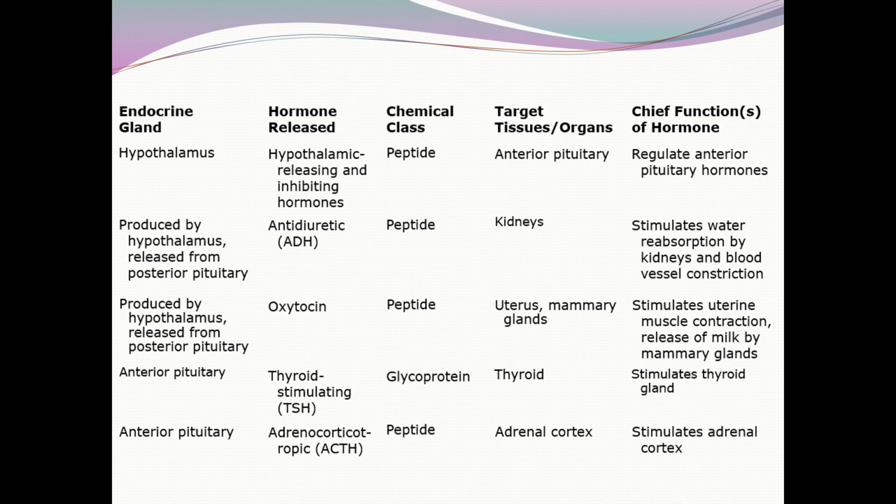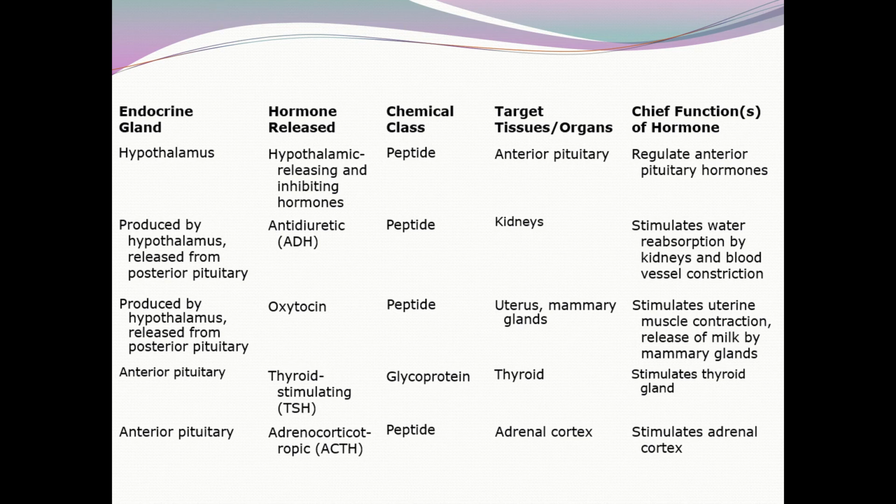Antidiuretic hormone is going to target the tissues or the kidneys, and it will stimulate water reabsorption by kidneys and blood vessel constriction. The oxytocin produced by the hypothalamus and stored in the posterior pituitary is going to stimulate the uterus and mammary glands. It will stimulate uterine muscle contraction and the release of milk by the mammary glands.